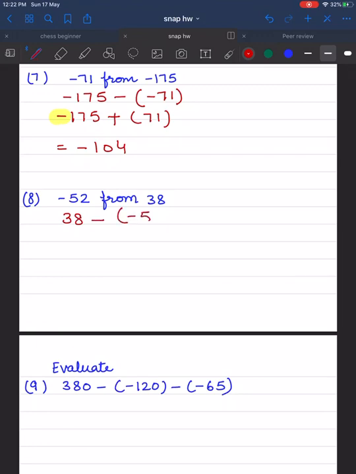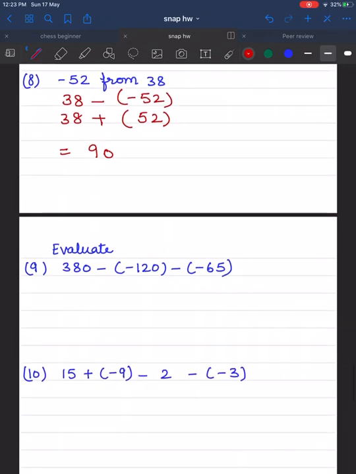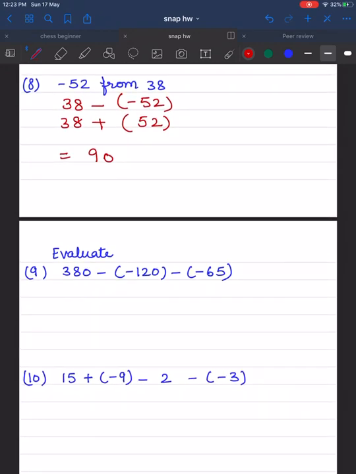Now let's subtract minus 52 from 38. So I write 38. I put a minus sign for subtraction and then I write the first integer, which is minus 52. Now I change the subtraction sign to an addition sign and I take the opposite of minus 52, which is plus 52. Now both the integers are positive, so I add them, which is equal to 90.